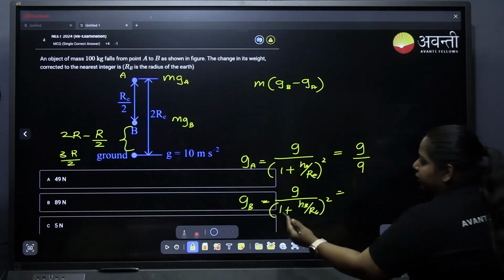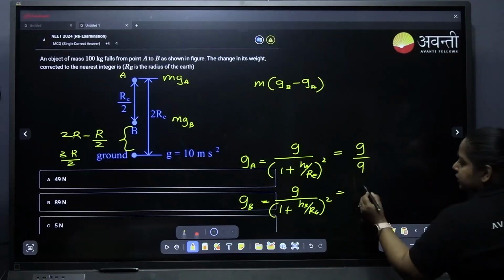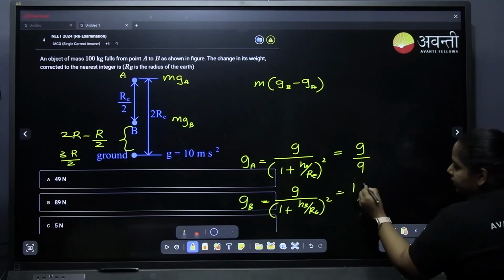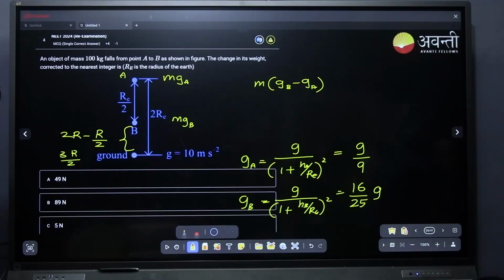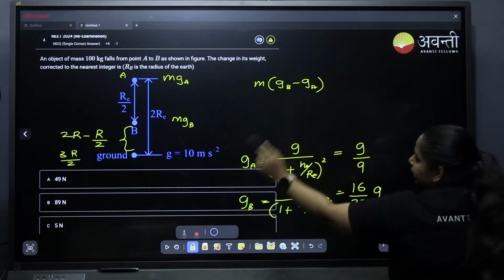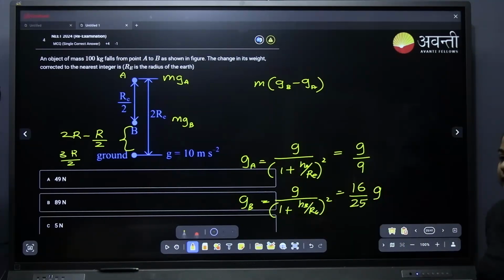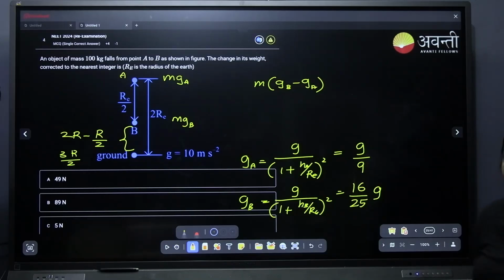Substitute that here. So 1 plus 3 by 2 you will get, and this will be 16 by 25 g. I hope you are doing the calculation along with me. Substitute these two values in here and find the answer. You can use g equal to 9.8 or 10. Both are fine.